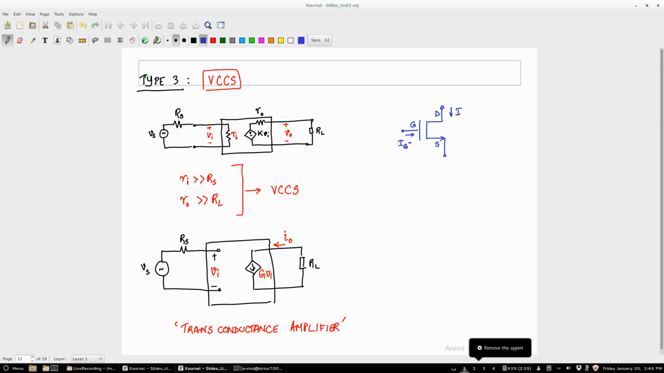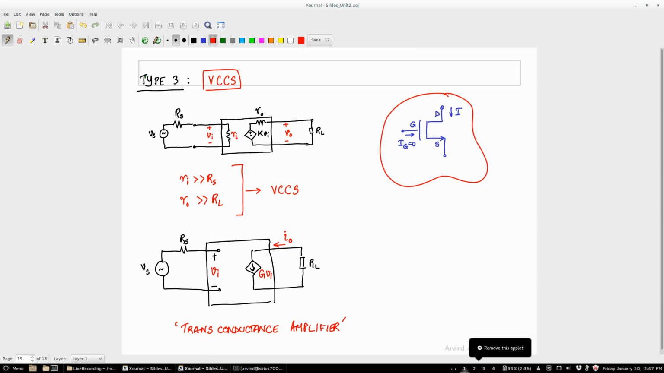So we looked at the MOSFET, right? We call this the gate, and this the drain. And if you remember how to write the ID, what is the gate current? Gate current is 0, right? In an ideal MOSFET, gate current is 0. So which do you think it should be?